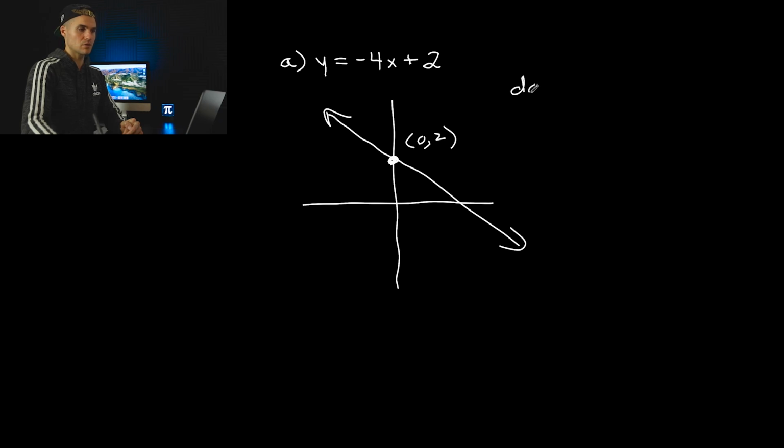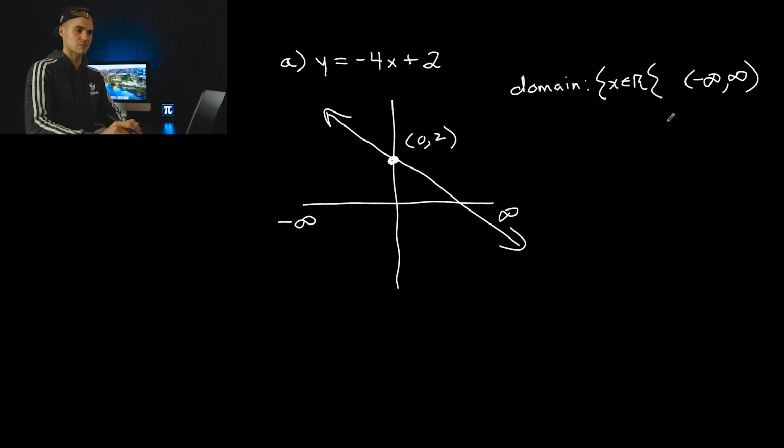All right, so notice the domain. Well, this line extends infinitely, right? From negative infinity to positive infinity, basically all of the x values are going to get hit at some point on this line. So we would say for the domain, there is no limit or any restriction. It's just x ∈ ℝ, in interval notation from negative infinity to positive infinity.